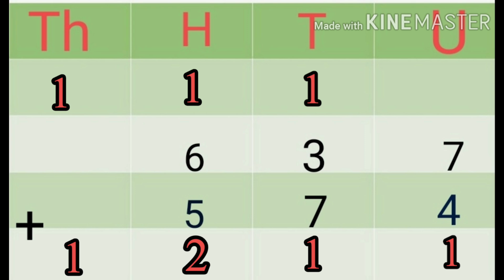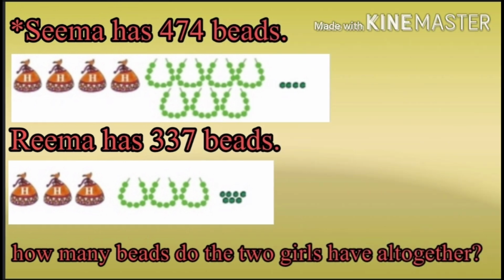Let us make 1 wallet of 1000. 2 purses of 100 are left over. The beads of both girls together make a total of 1211 beads. Now let's see the second example.